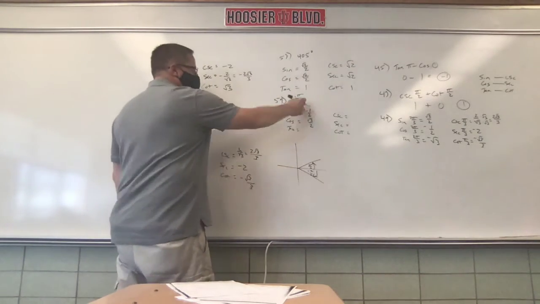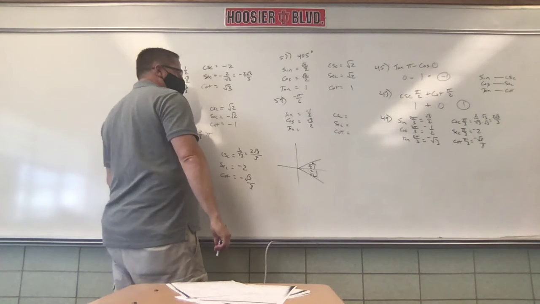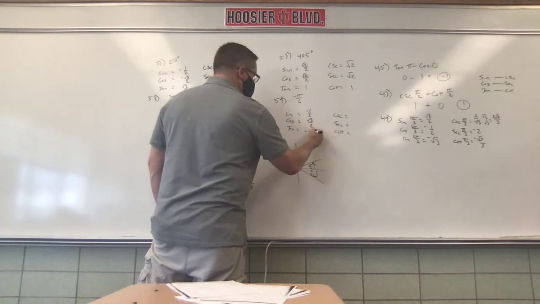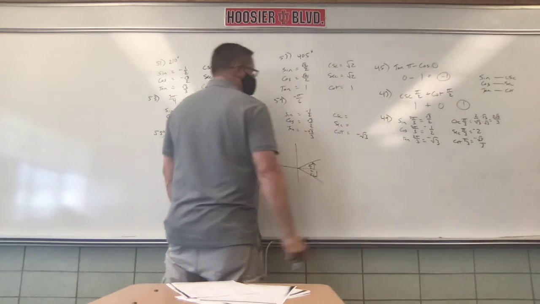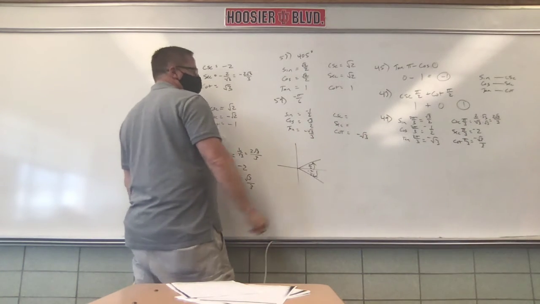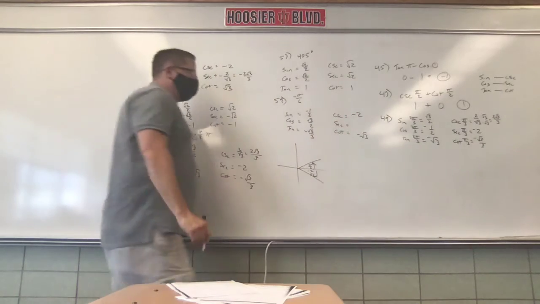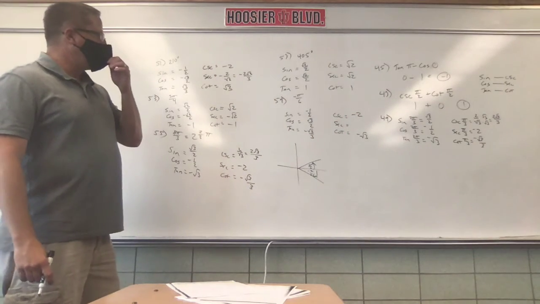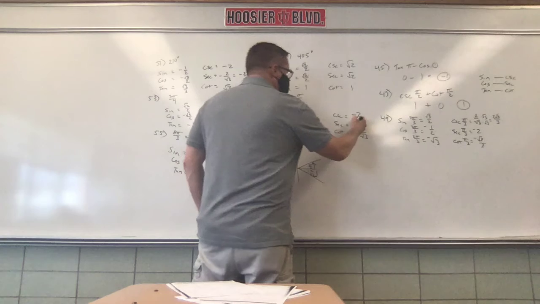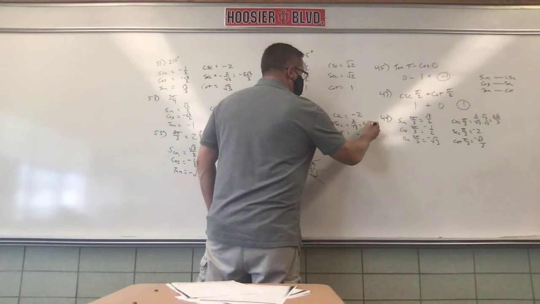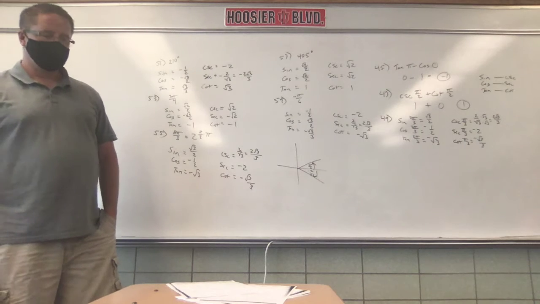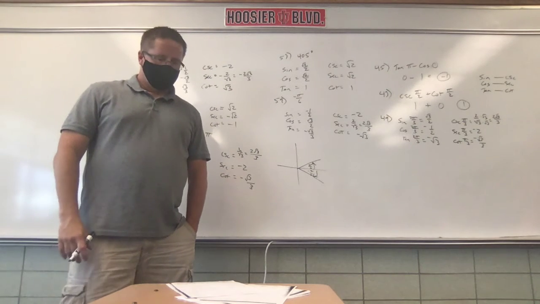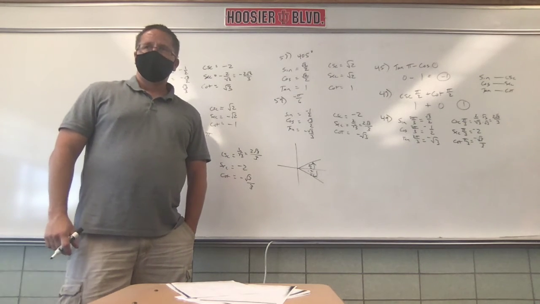Tangent's negative because these are opposite signs. And it's what? Negative radical 3 over 3. So cotangent would be negative radical 3. Cosecant would be negative 2. I did that one next because it was the easiest. And if you flip radical 3 over 2, you have 2 over radical 3, which is 2 radical 3 over 3. Any questions on these?